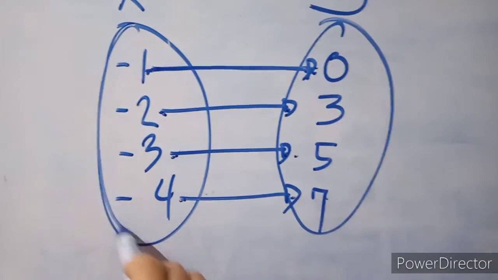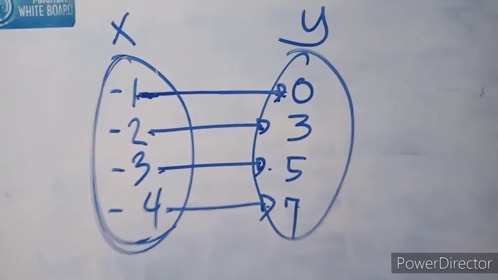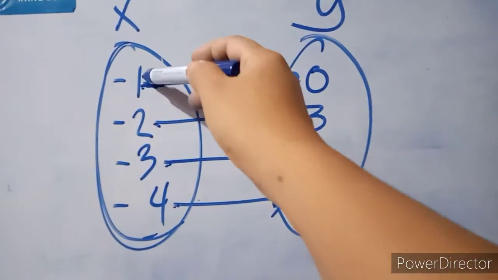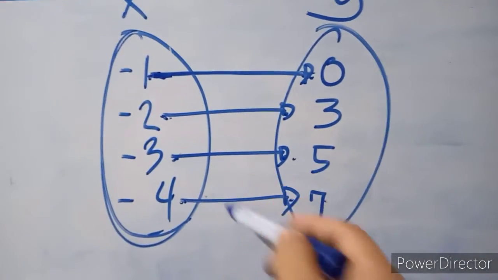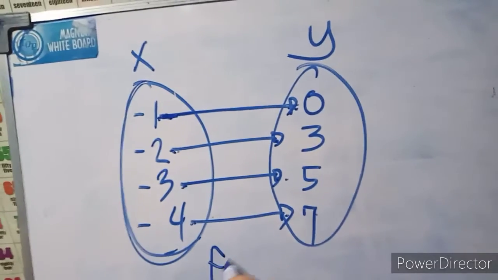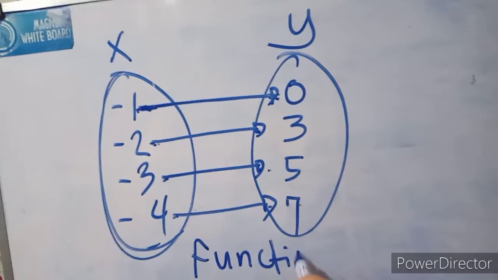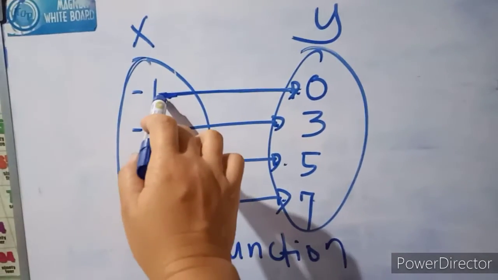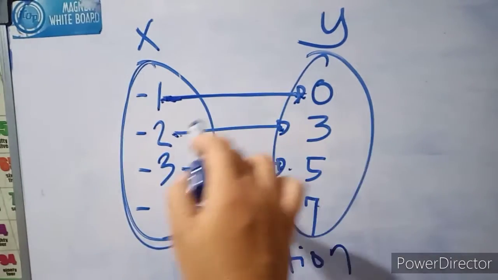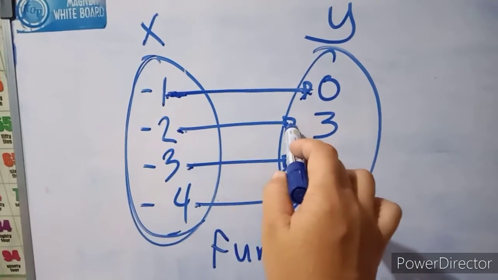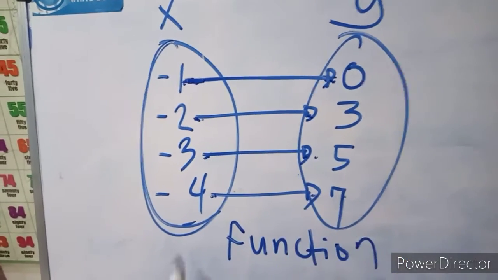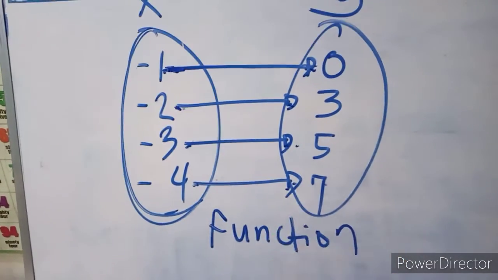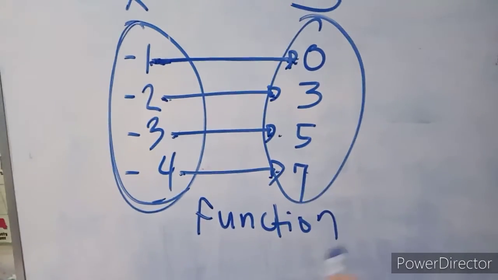Yung first element, titingnan natin kung iisa lang yung pair niya sa y. So every element, kung isa lang yung pair niya sa y, walang nadoble dyan. So this is what we call a function. So in every x, isa lang yung y. X is negative 2, isa lang yung y, which is 3. X is negative 3, isa lang yung y niya, which is 5. Negative 4, 7. So this is a function.